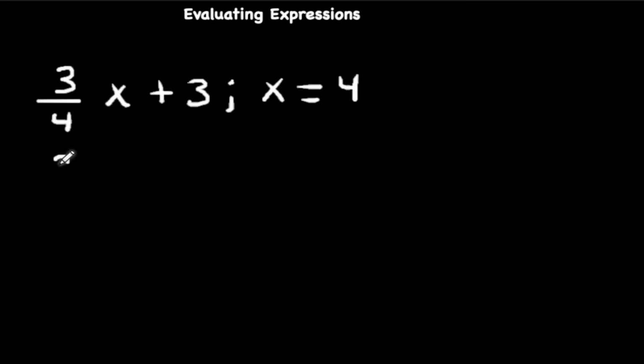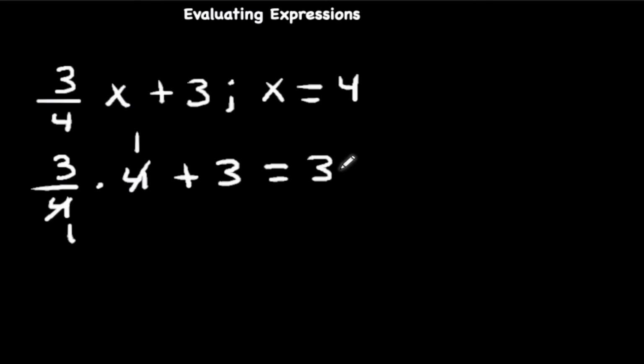Let's say that you're given something like 3/4 x plus 3, where x is equal to 4. All right, doing the same thing, 3/4 times 4 plus 3. So now we're multiplying fractions here, right? So let's see if we can find a greatest common factor that we can reduce, and we can. 4 goes into 4 once, 4 goes into 4 once. Multiplying 3 times 1, we get a product of 3. Adding 3 to that gives you a sum of 6, okay?